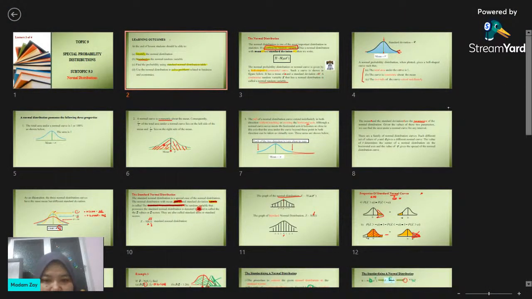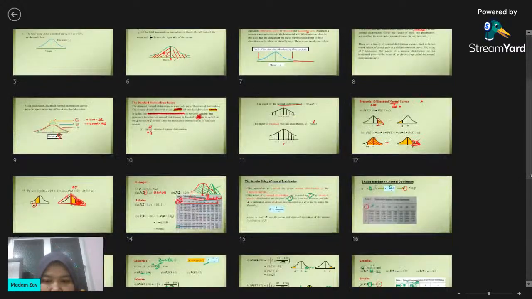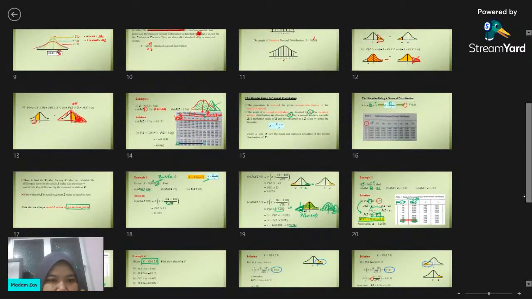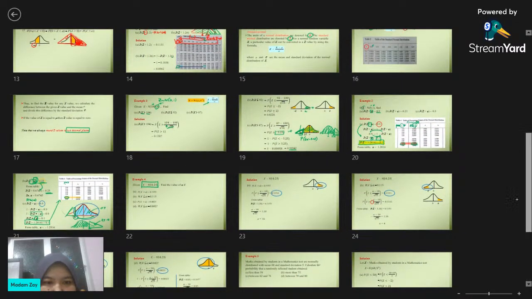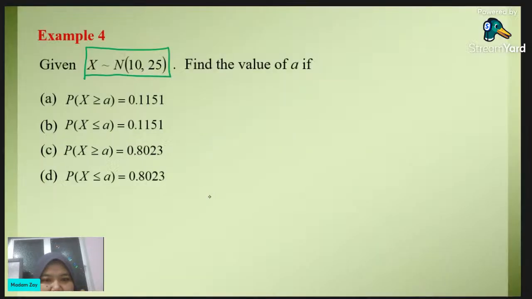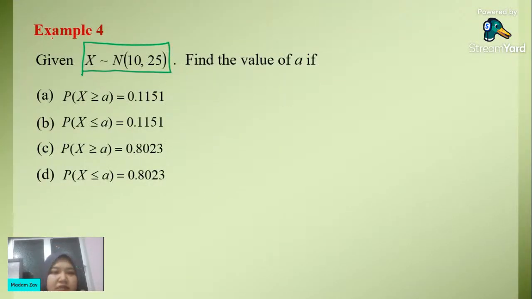So let's see here. We've discussed up to example 2, and also have discussed example 4. So we need to continue at example 4, right? Now for example 4, it's given that X follows a normal distribution with 10 and 25 as the parameters. So what is this 10? This 10 is the mean. This 25 is sigma square.